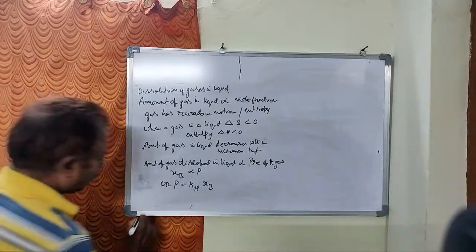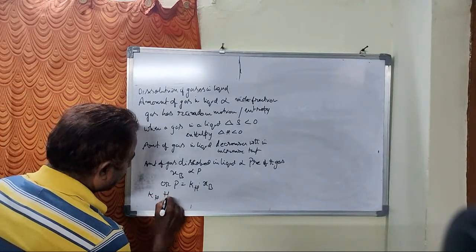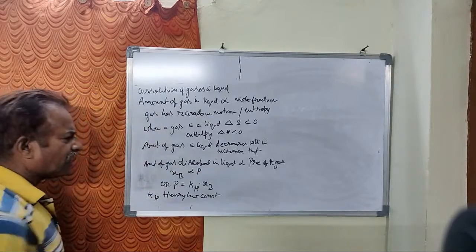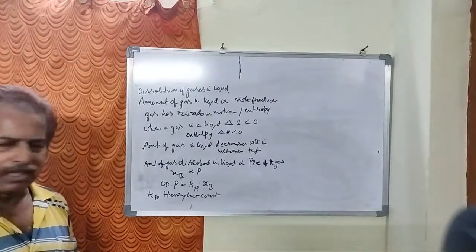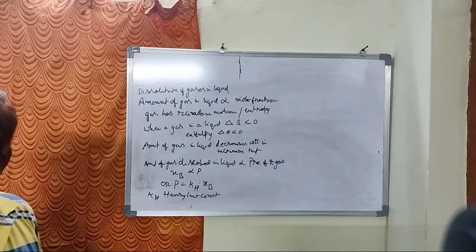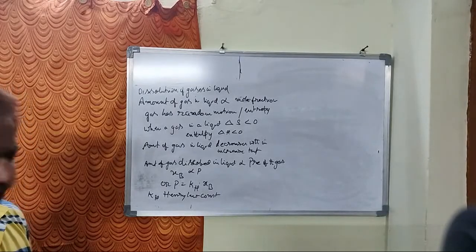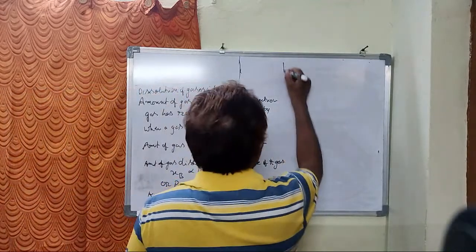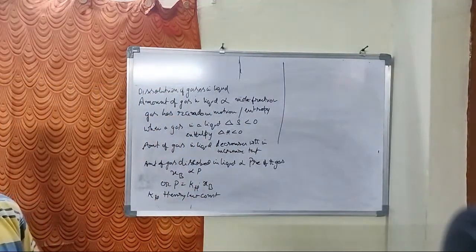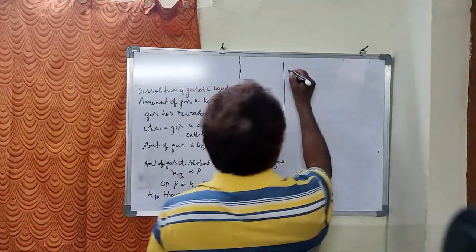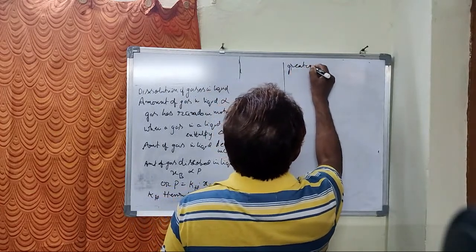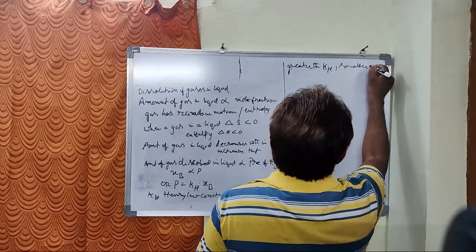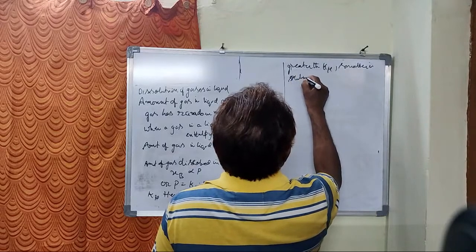What is KH? KH is Henry's law constant. So this statement is Henry's law. Henry's law states that the amount of gas dissolved in a liquid is proportional to the pressure of the gas over the liquid. So P equal to KH into XB. Depending on the value of KH, we can understand the solubility of the gas. Greater the KH, smaller is the solubility of gas.